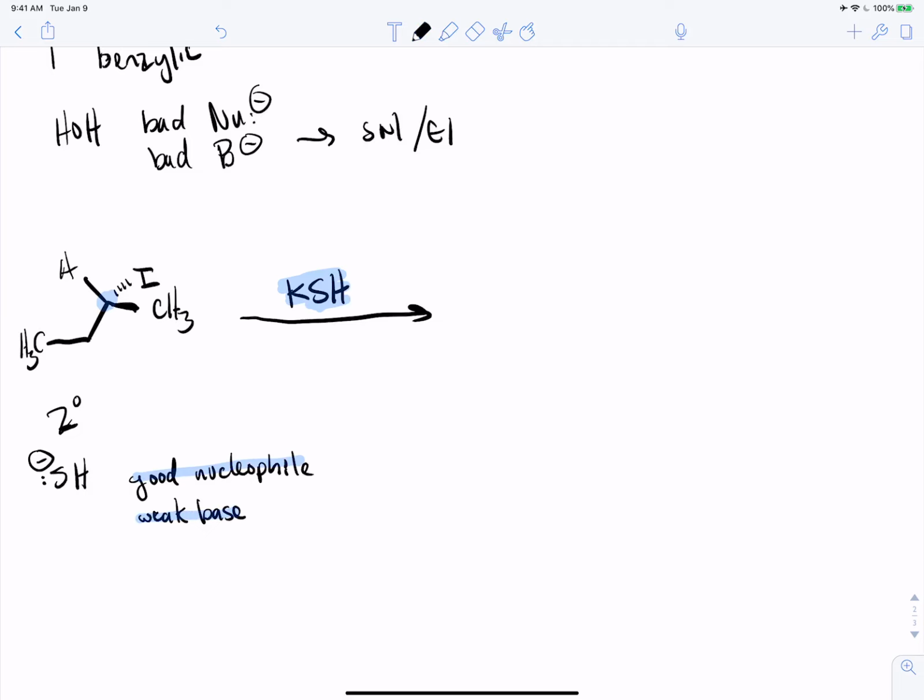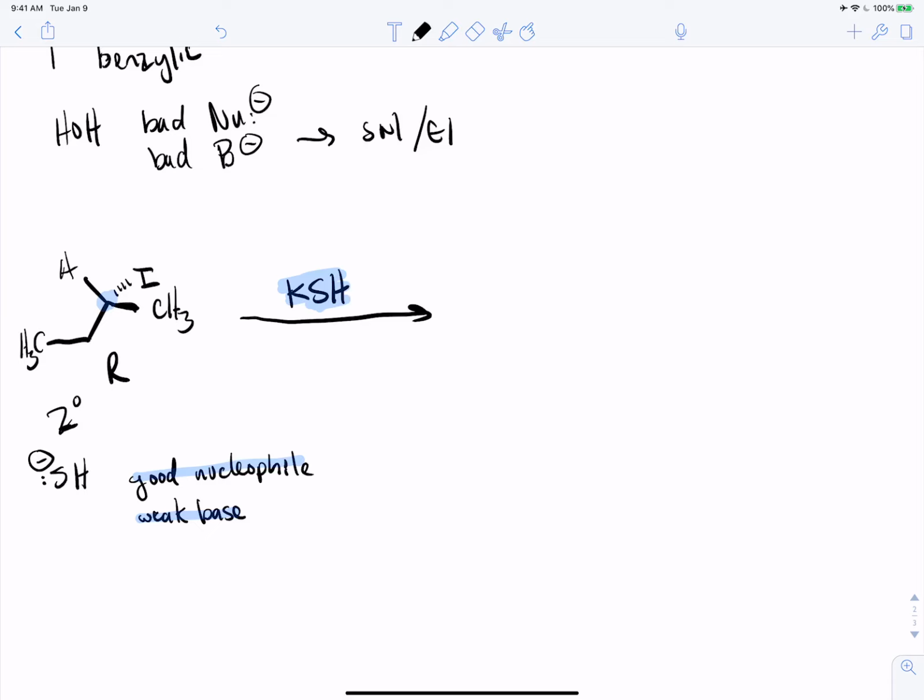So if it's a weak base, that's going to mean it's not going to be favored for E2. Good nucleophile means it's not going to favor SN1 E1. What's it going to be? It's going to be SN2. And this is a nice example because the substrate actually has some stereochemistry. We're starting out with 100% of one enantiomer. We don't see the racemate here. Whatever this enantiomer is, yeah, this would be the R enantiomer. So we have 100% R that we're starting out with.